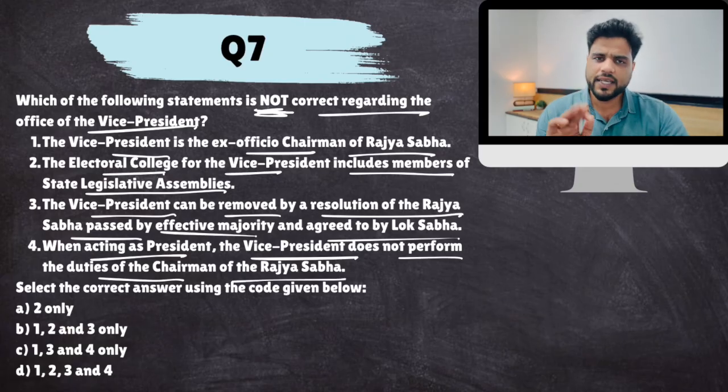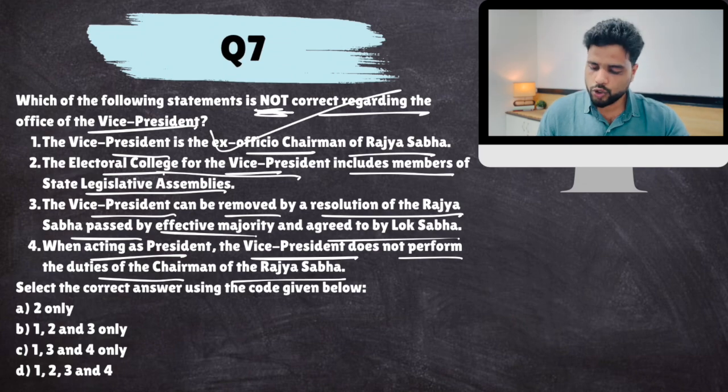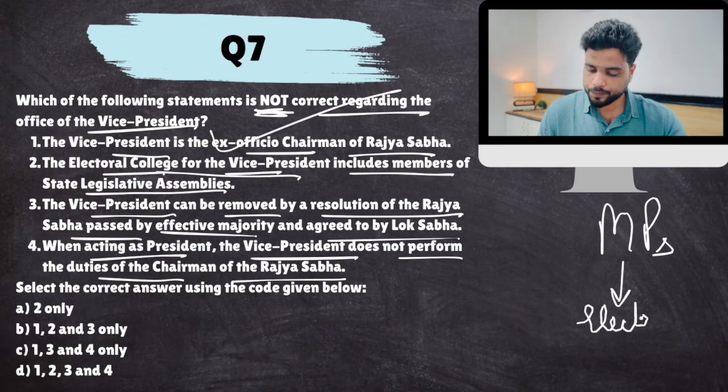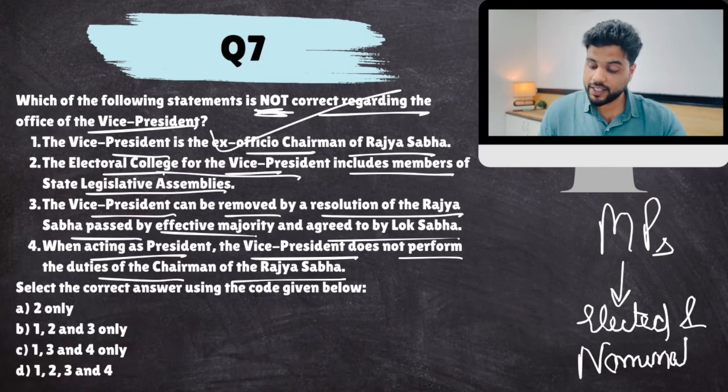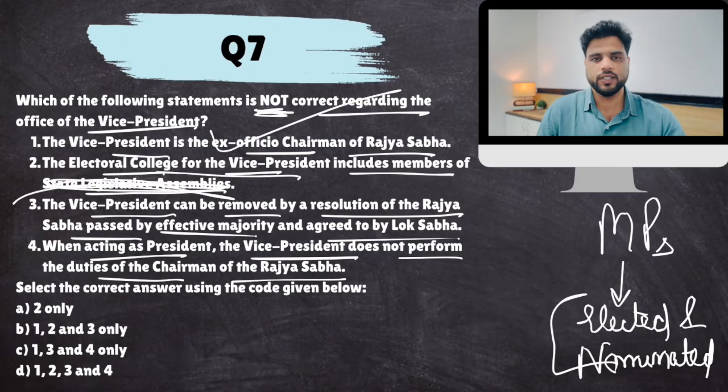So yes, when there is a president, vice president acts as an ex officio chairman of Rajya Sabha. Absolutely correct. Now, the electoral college for vice president includes members of parliament, both Lok Sabha and Rajya Sabha, and it includes both elected and nominated. In case of vice president, remember this, they are included in this. But state legislative members are not included in this. Okay, so this is false.